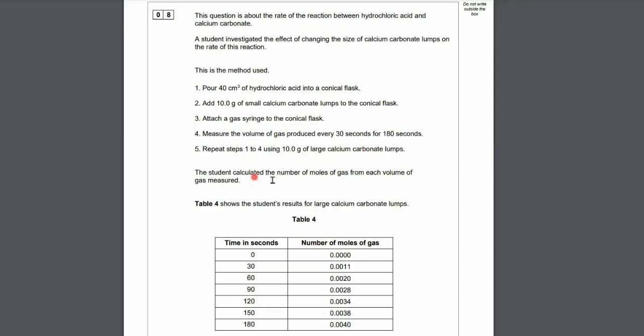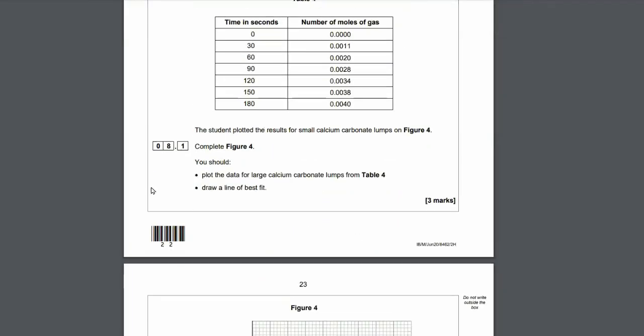Repeat steps 1 to 4, but this time use 10 grams, keeping the mass the same, of larger calcium carbonate lumps. The student calculated the number of moles of gas from each volume of gas measured. This shows the student's results for the large lumps. We've got 0, 30, 60, 90, 120, 150, 180, and so on. Yeah, you get the idea.